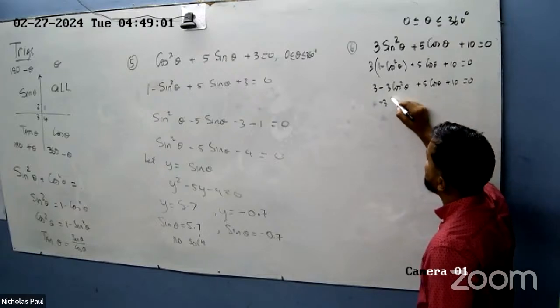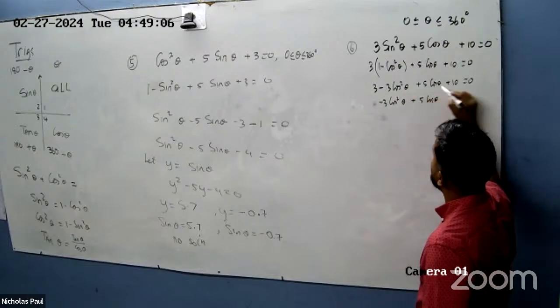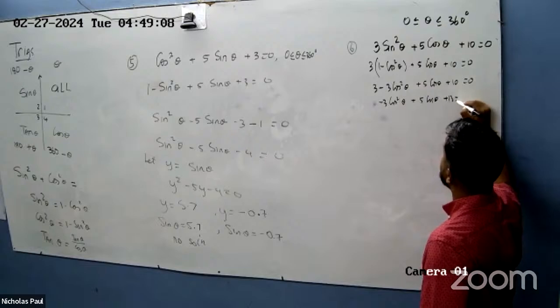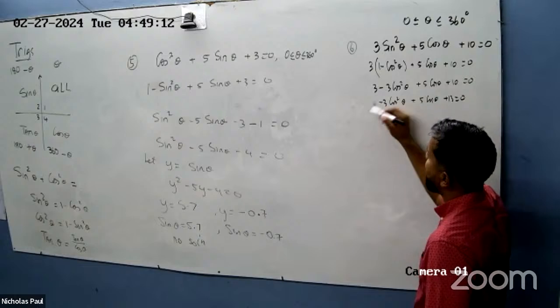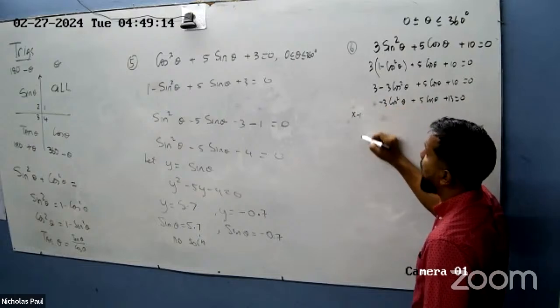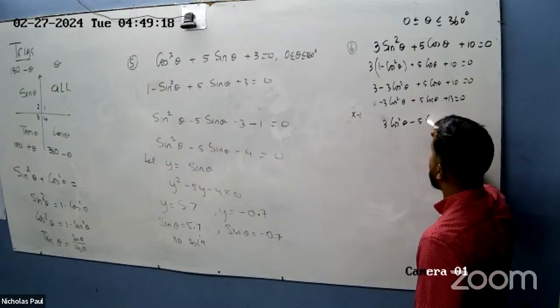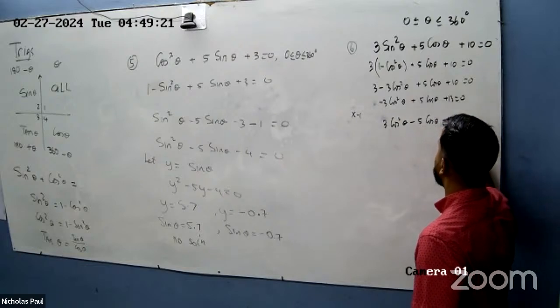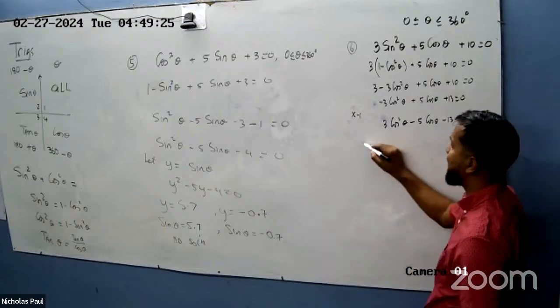So this is minus 3 cos squared plus 5 cos theta plus 13 is equal to 0. I don't want the negative sign, so I can move it across or multiply by a negative 1, it doesn't matter. You'll get 3 cos squared theta minus 5 cos theta minus 13 is 0. Right? This is what you want to solve in a calculator.